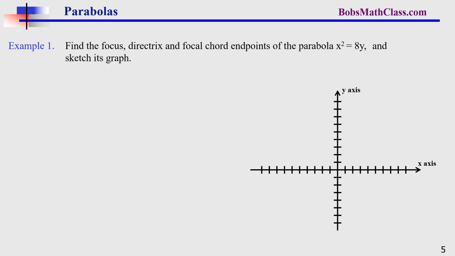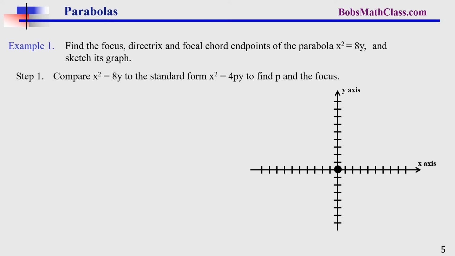Focus, directrix, focal chord endpoints, and then sketch the graph. And we know what the center is, right? The center is 0, 0. We'll get into it a little bit. It's h and k, h comma k, kind of like the circles that you might have done. And in this case, there is no h and k, so that's why it's 0, 0. Okay, so there's our center, 0, 0. I put a black dot on the graph.